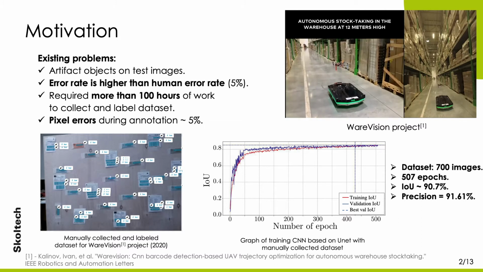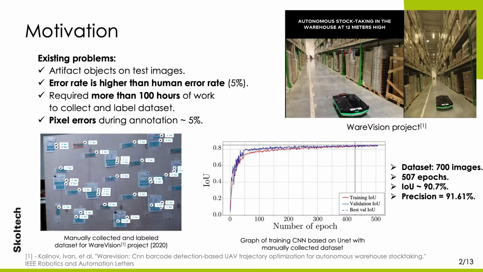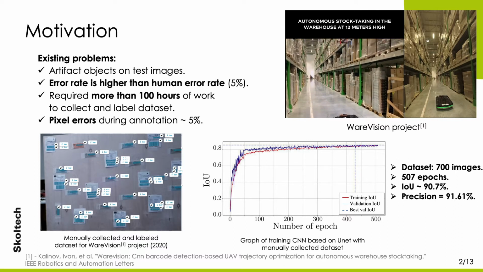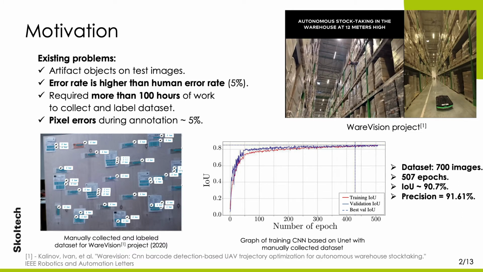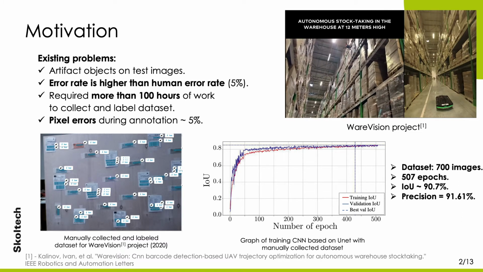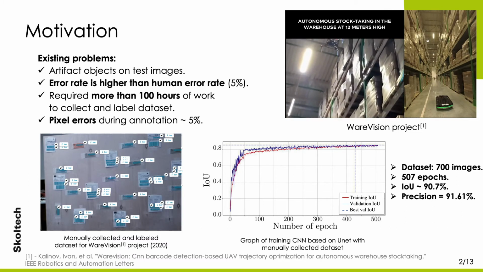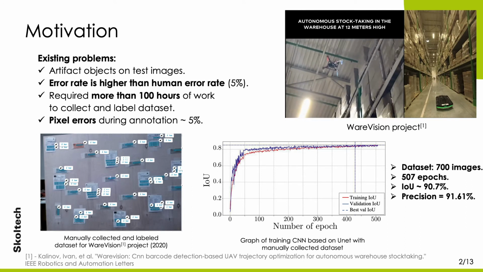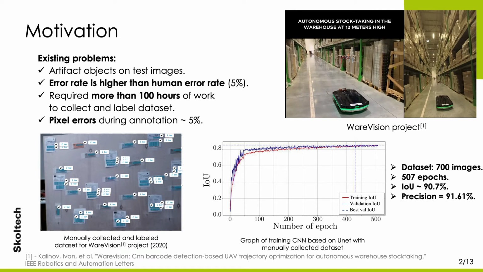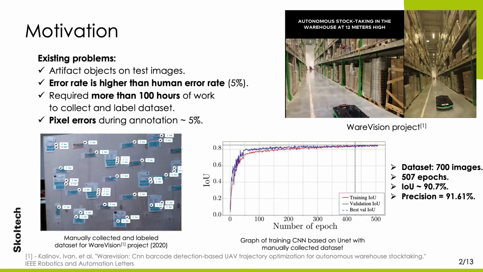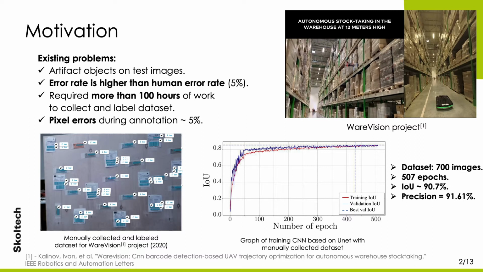To collect and label this dataset manually, more than 100 hours of work was spent. A segmentation mask was used as a label for this dataset, meaning that it's necessary to place an anchor point for each barcode in the image. Later, when analyzing these manual layouts in detail, I noticed that the dataset contains multiple pixel errors.